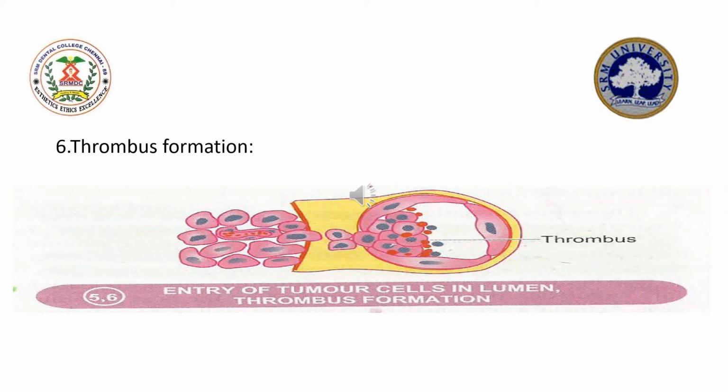Once the tumor cells have entered into the lumen of the capillary, they are covered with the constituents of circulating blood, which helps in the formation of thrombus. This thrombus provides nourishment for the tumor cells to further proliferate.